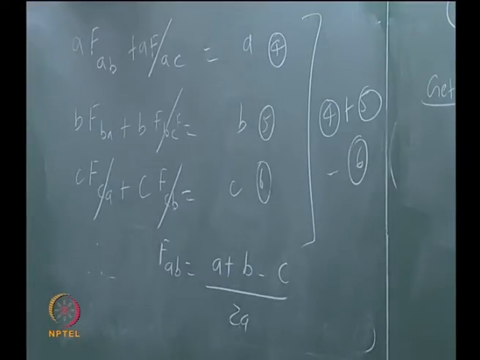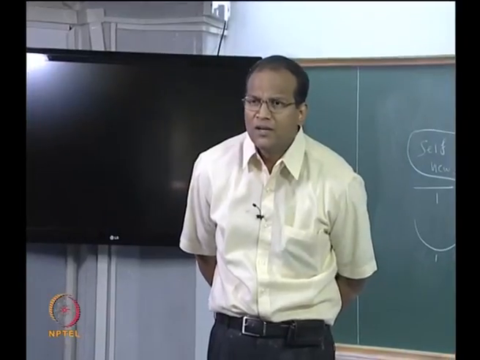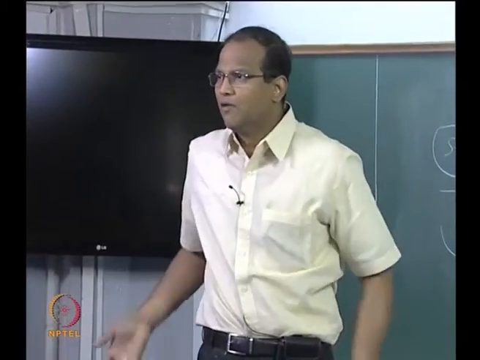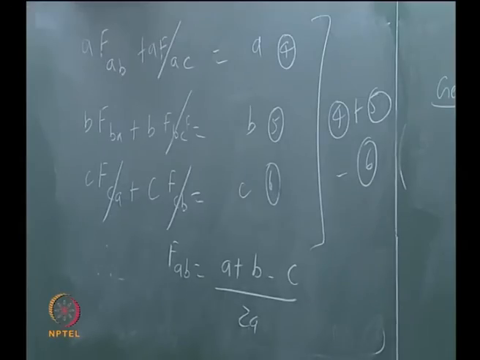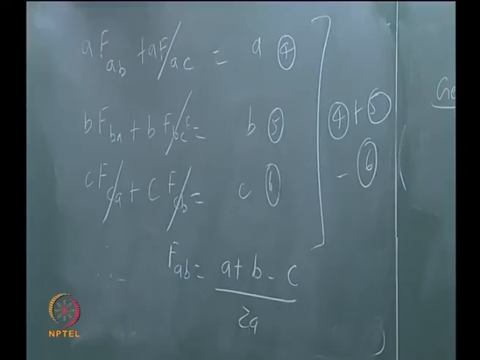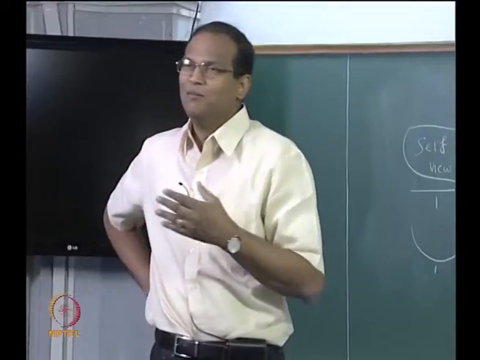That's it. People who don't believe what I am saying, consider an equilateral triangle. What do you expect all the view factors to be? Equilateral triangle, equal. Equal means what? 0.5. Let us take 1 meter, 1 meter, 1 meter. 1 meter plus 1 meter minus 1 meter by 2 meters, 0.5.